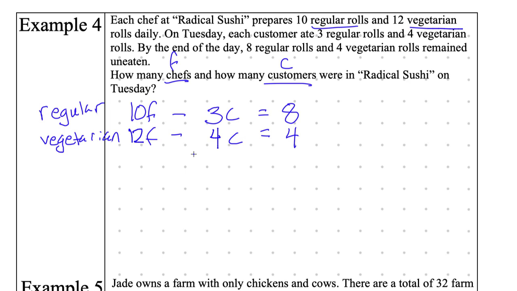Wyatt. I think I know the next part. All right, go for it. I would multiply each equation. No, I'd multiply the top equation by 4 and the bottom equation by 3. So you get equal coefficients for the C variable of the customer. All right, we're trying to eliminate that C variable.